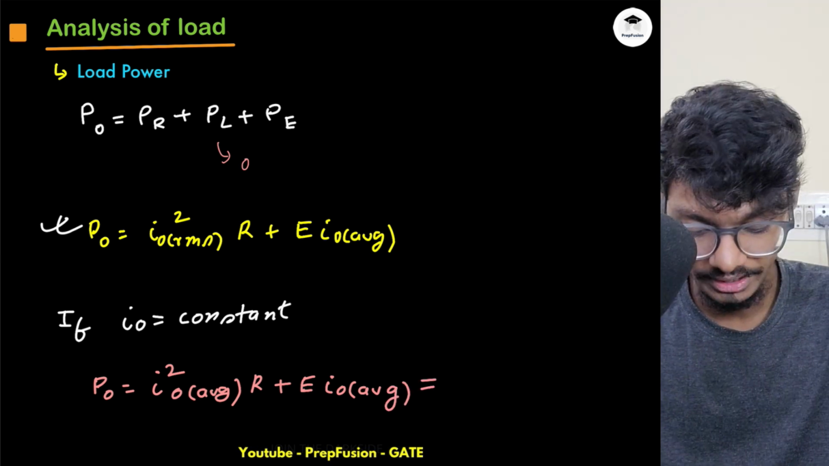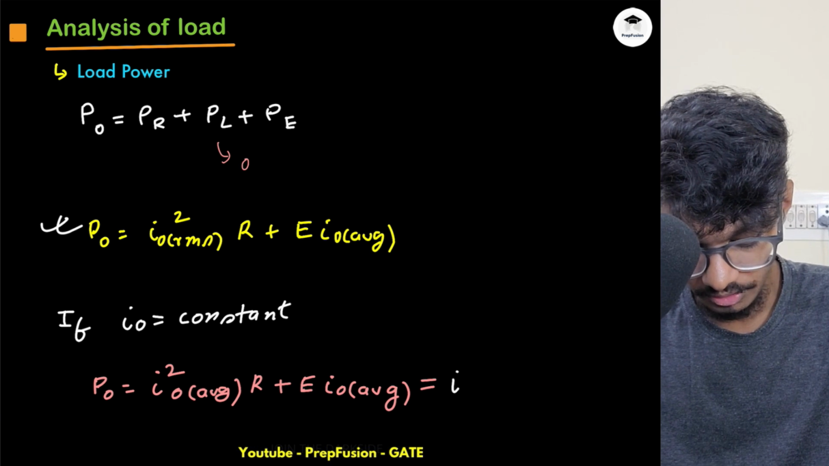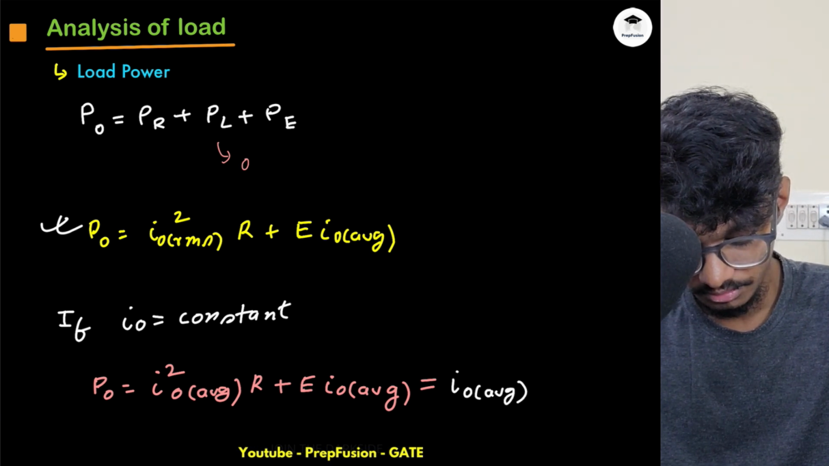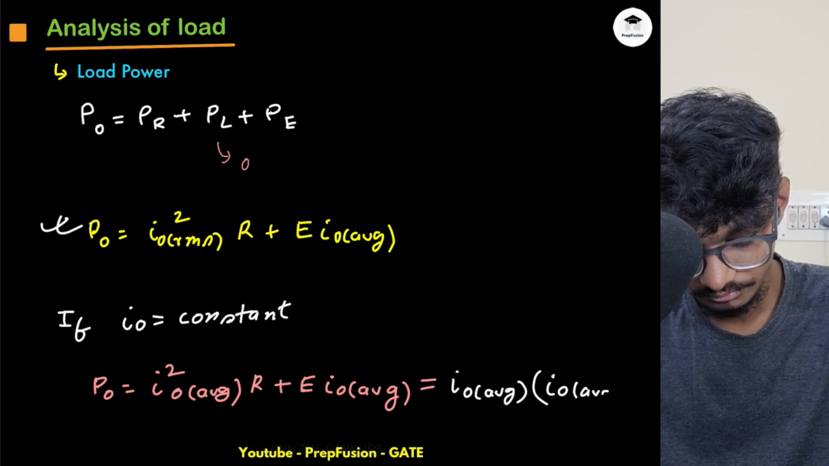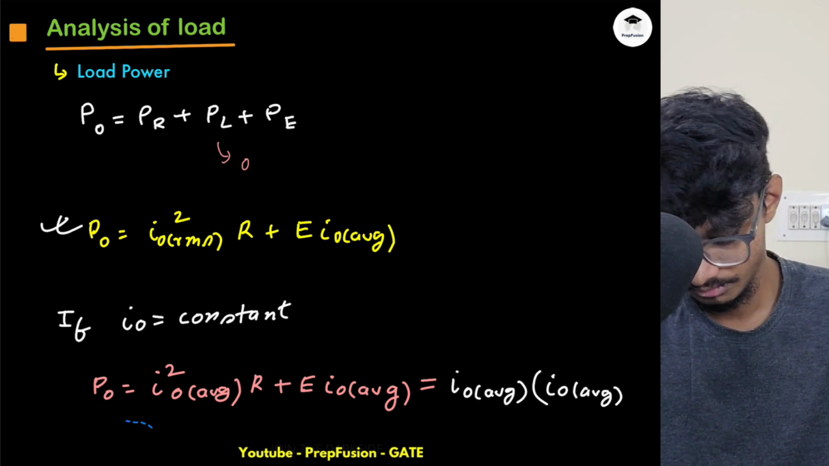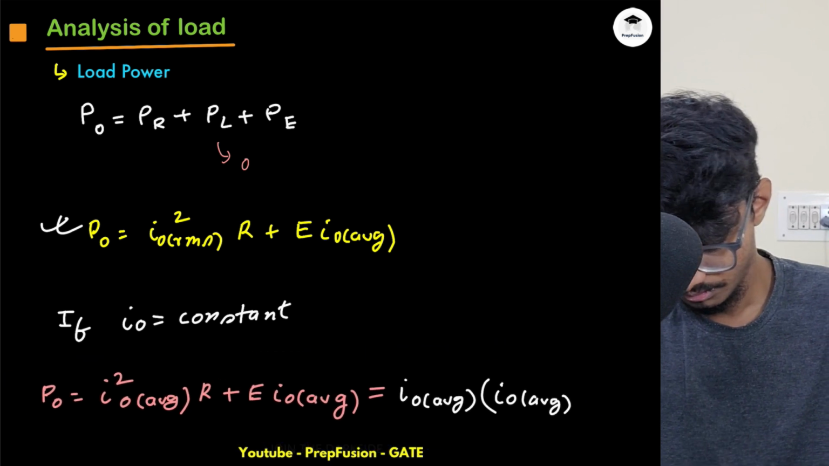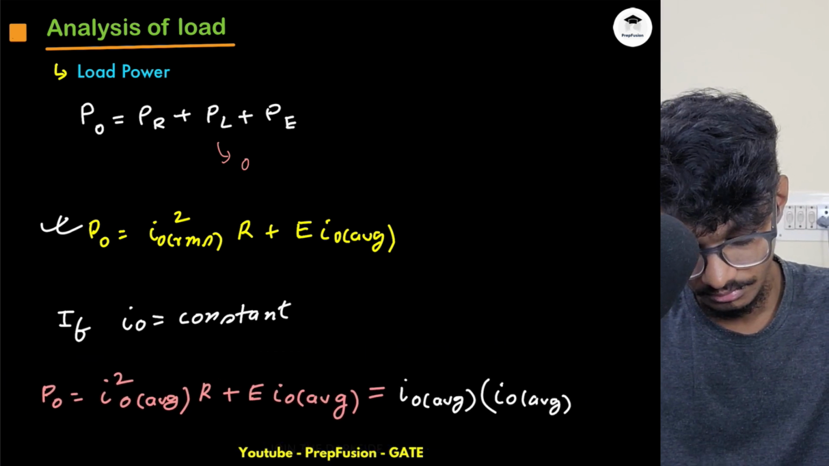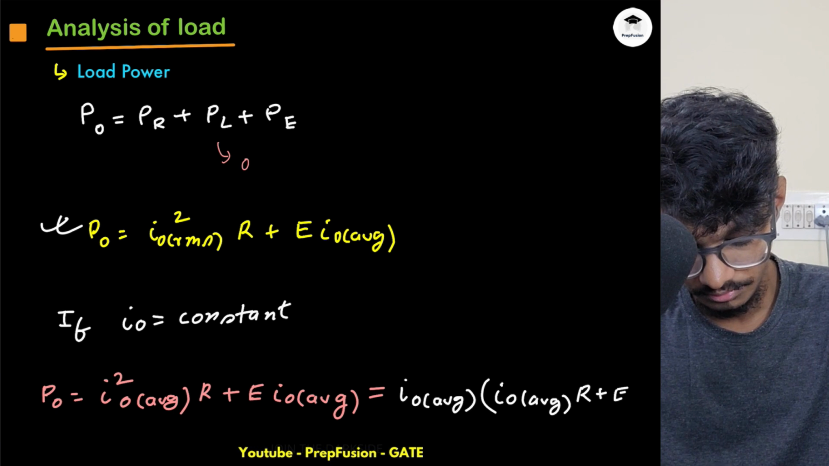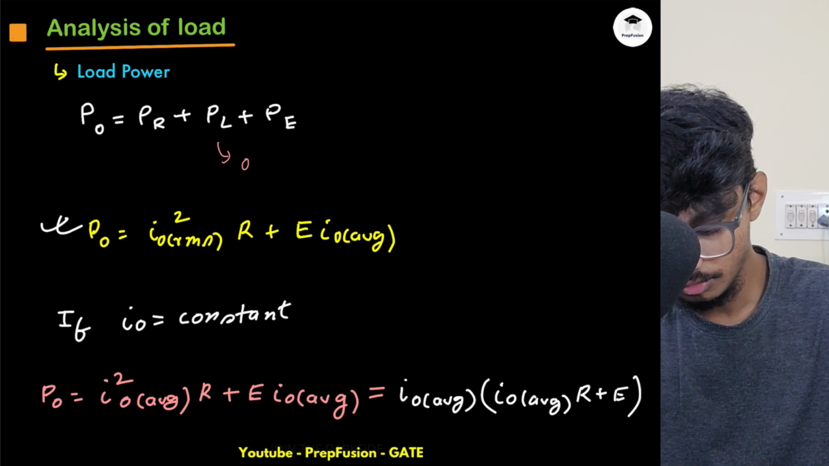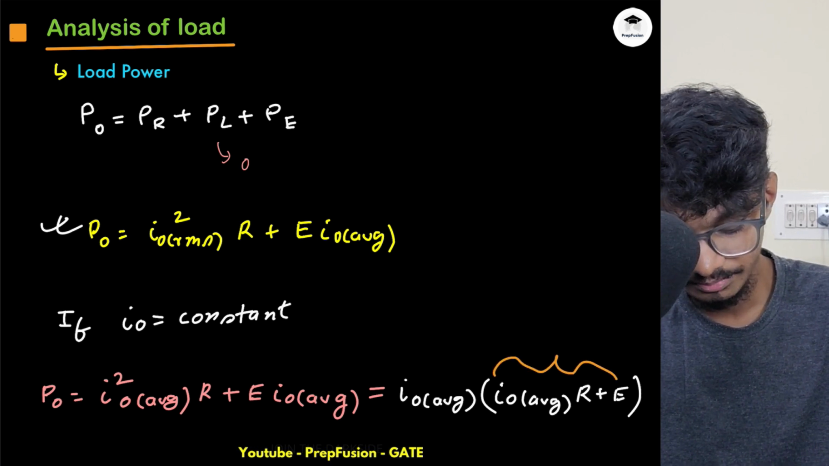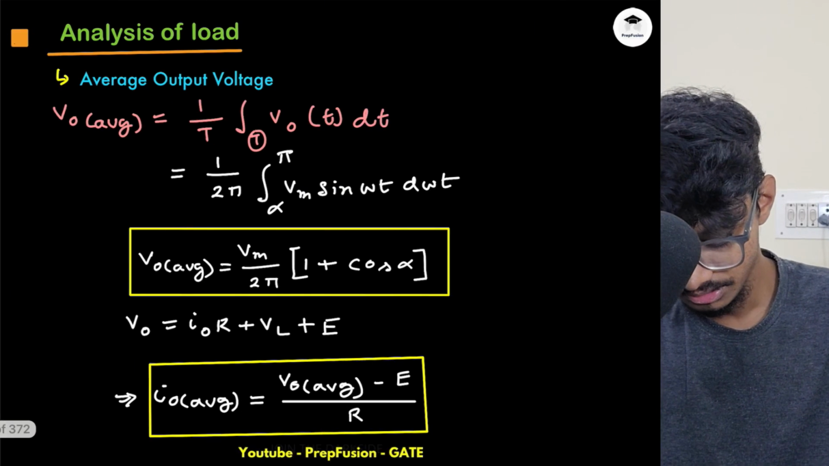So I will take IO average common. This will be equal to IO average into R plus E. Can you tell me what this is? This is simply what I have written over here.